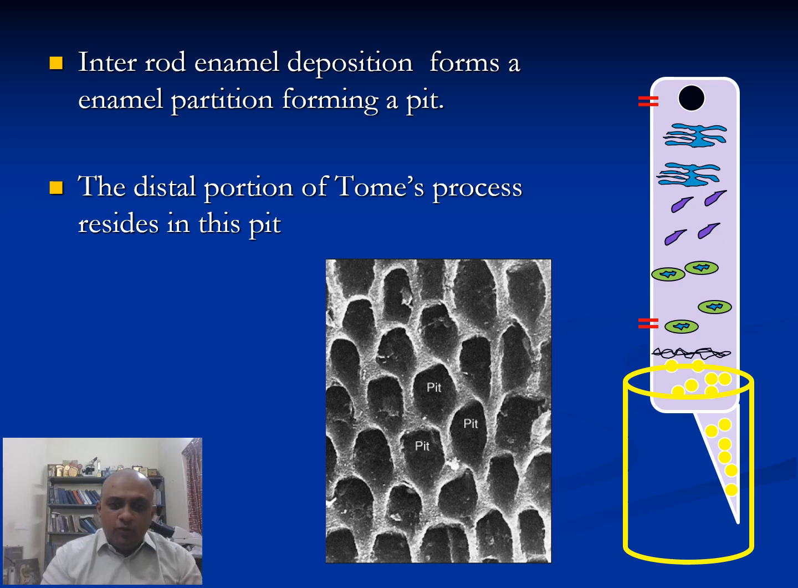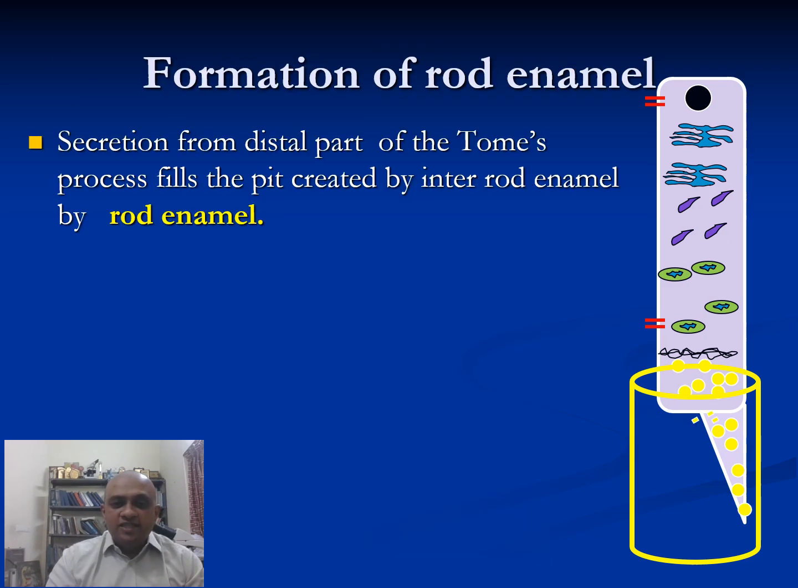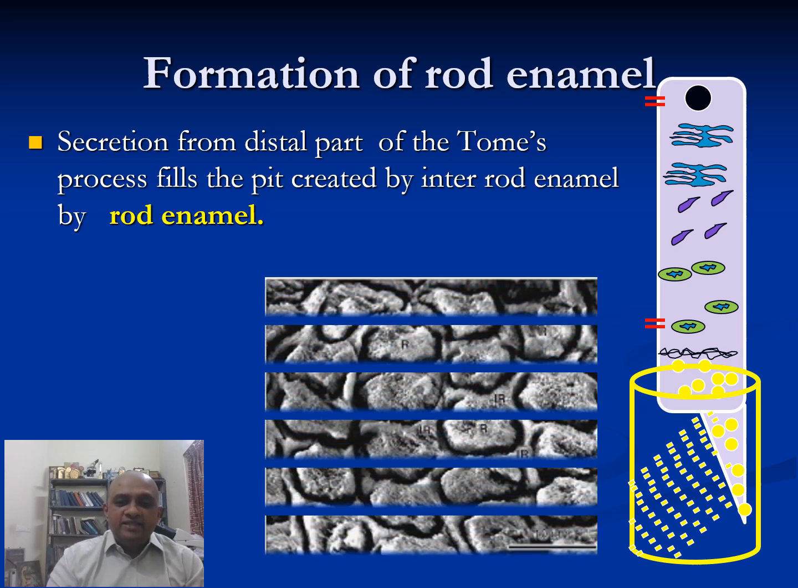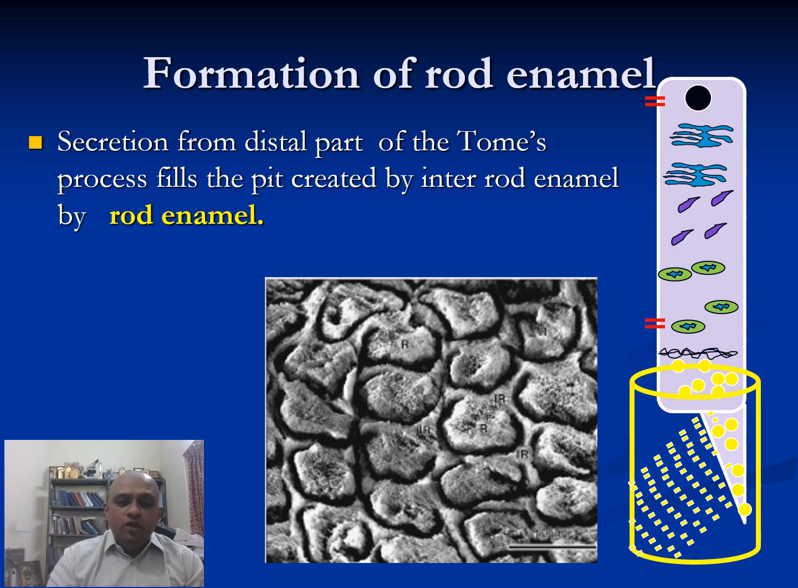Now, as they are secreted, the ameloblast will move away from the secretory dentinal surface, and what is there inside the enamel pit will be the distal part of the Tom's process. Now, the distal part of the Tom's process is going to secrete enamel, and this enamel secreted by the distal part of the Tom's process will fill inside the enamel pit. Okay, and this forms the rod enamel. So here you can see the enamel pit will be filled in by the rod enamel secreted by the distal part of the Tom's process.